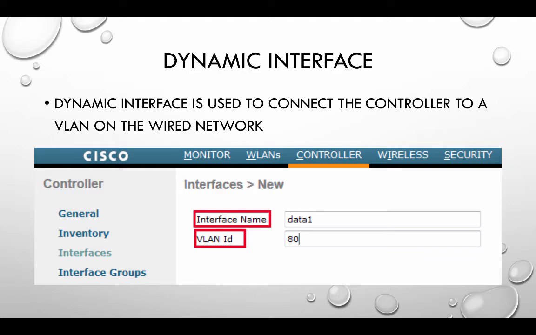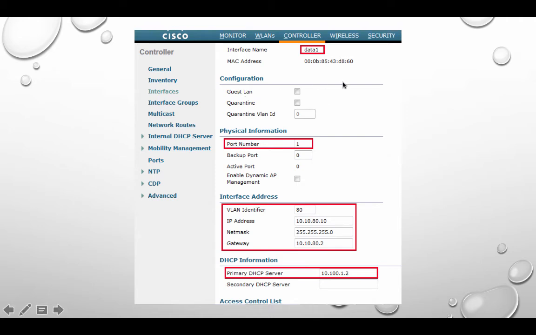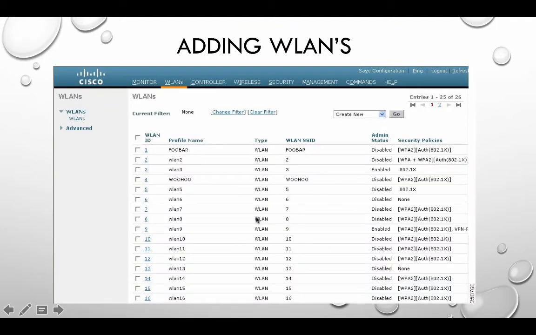A dynamic interface is just a way to link a user-friendly name to a VLAN inside the controller. If I click on the different interfaces, here I have the interface name and what port number I'm going to assign that logical interface to. This is the logical interface, this is the physical interface, and then I can have all the information there. Again, you can add as many as 512 wireless LANs, but the APs typically will only support 16. You can see here I have a whole bunch of different WLANs and a whole bunch of different security policies.